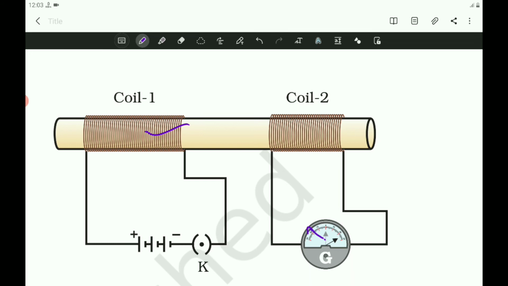As the current in the first coil changes, the magnetic field associated with it also changes. Thus, the magnetic field lines around the secondary coil also change. Hence, the change in magnetic field lines associated with the secondary coil is the cause of induced electric current in it. This process by which a changing magnetic field in a conductor induces a current in another conductor is called electromagnetic induction. Children, now let us write the activity.